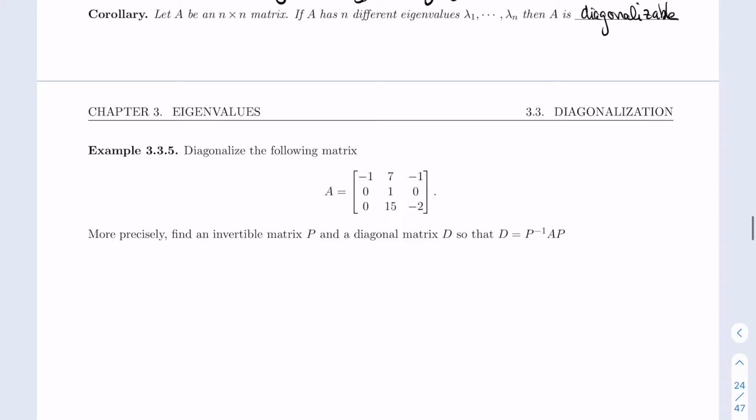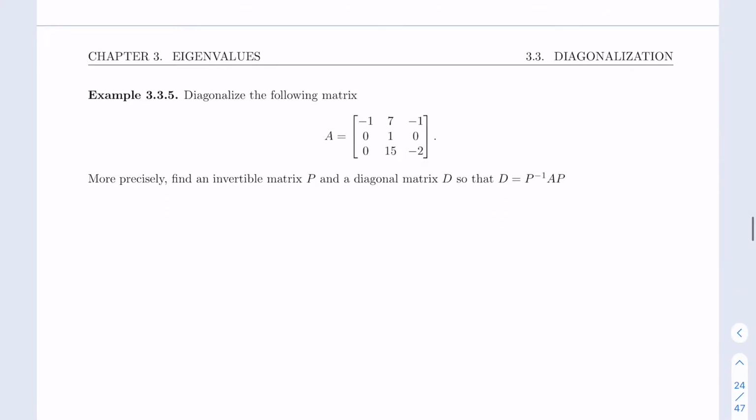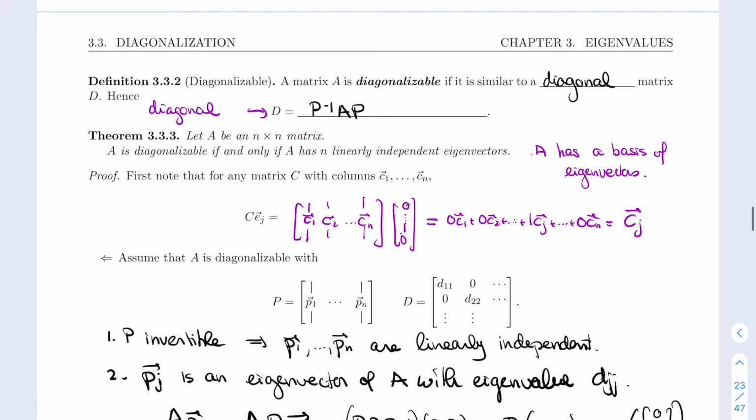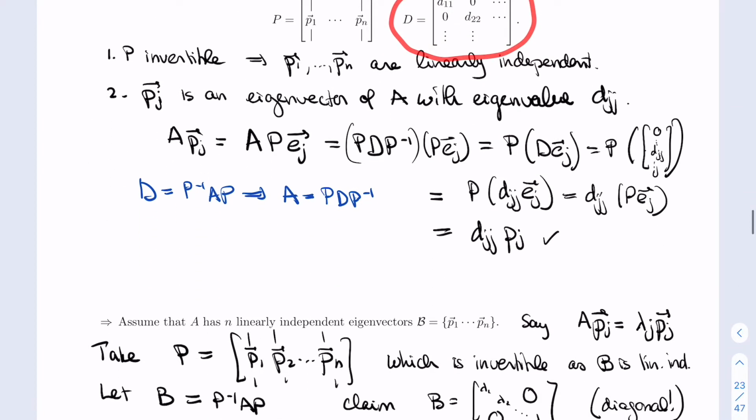All right, in the last video, we talked about diagonal matrices, and we found a way of determining whether a matrix is diagonalizable or not. A matrix is diagonalizable if it has n linearly independent eigenvectors. In fact, it gave you a recipe for the change of basis matrix. You just put the eigenvectors in the columns, and it gave us a recipe for the diagonal matrix. You just put the eigenvalues on the diagonal.